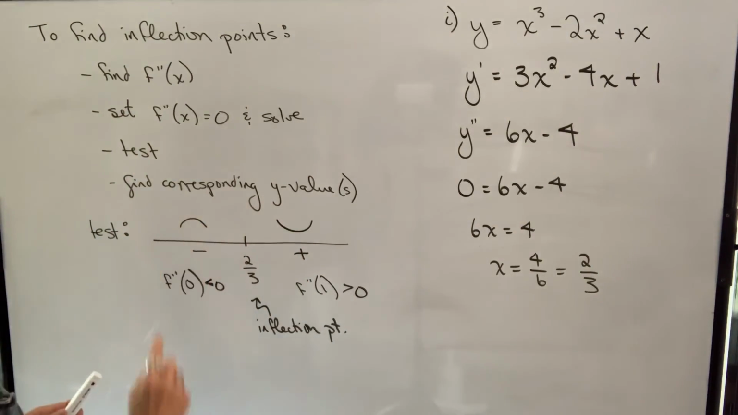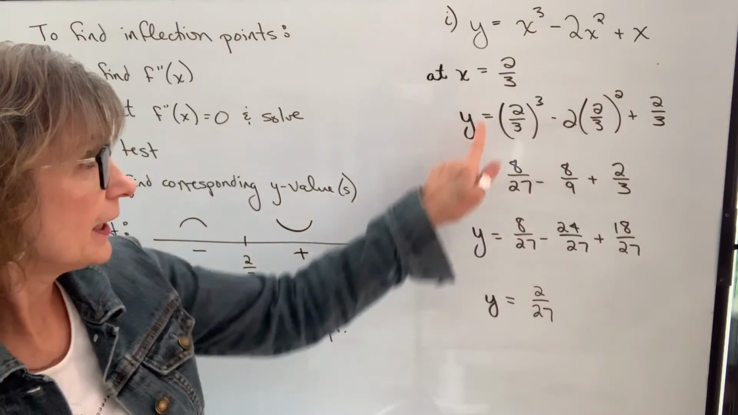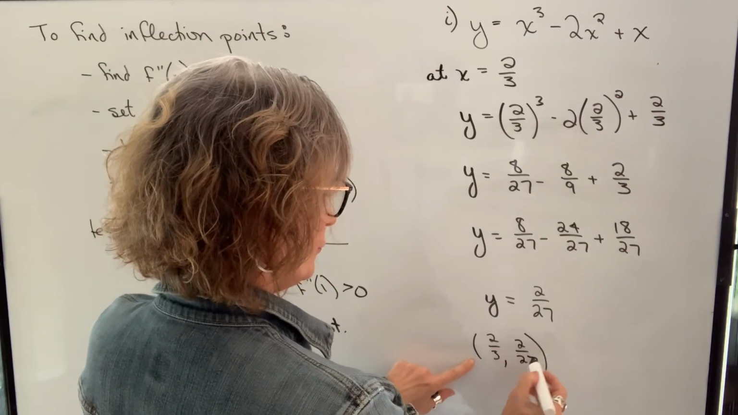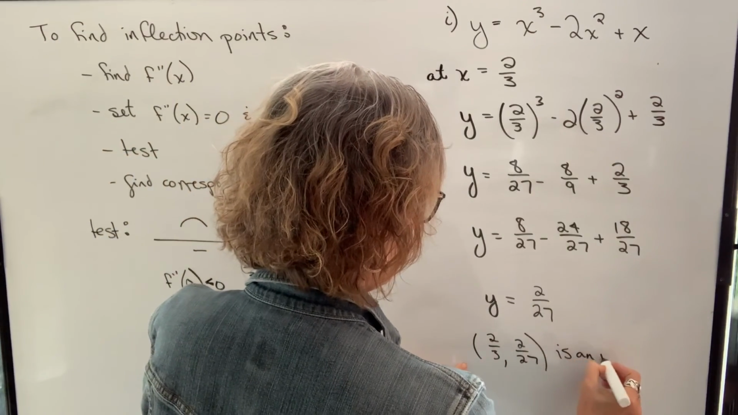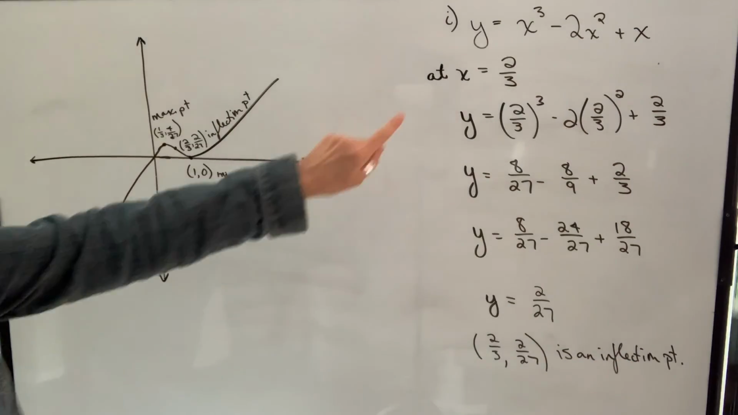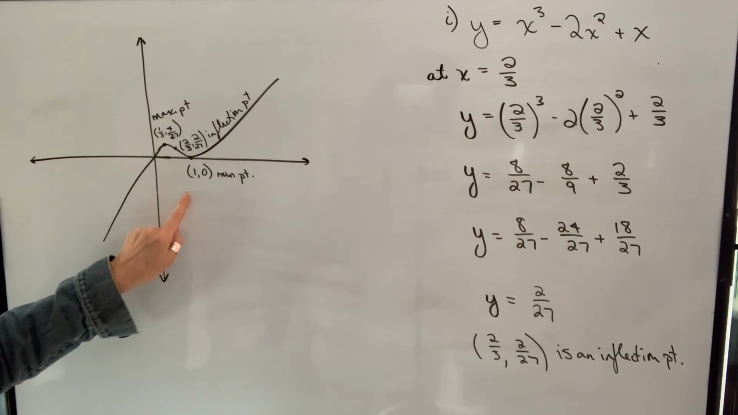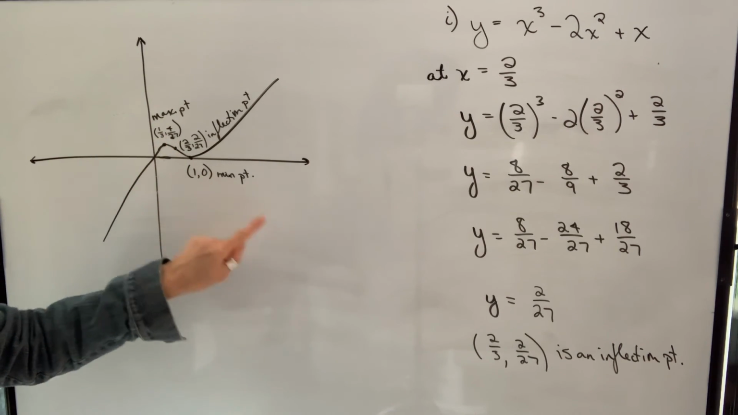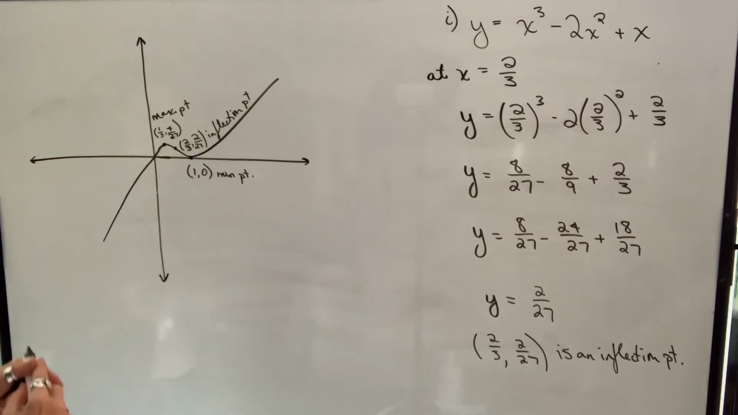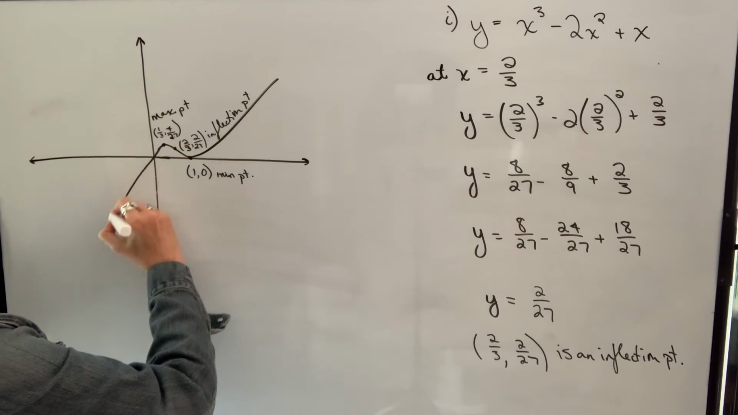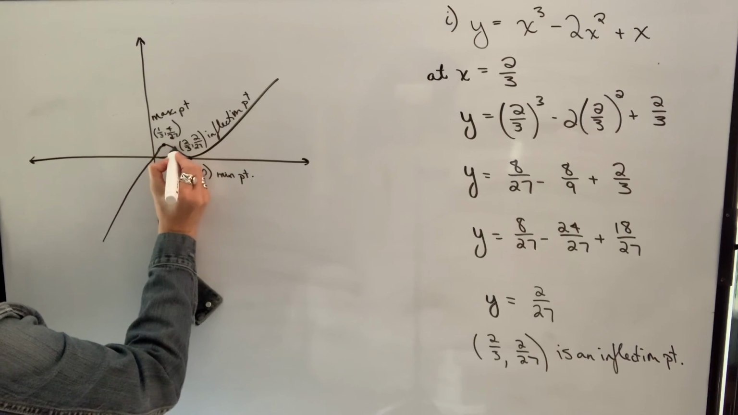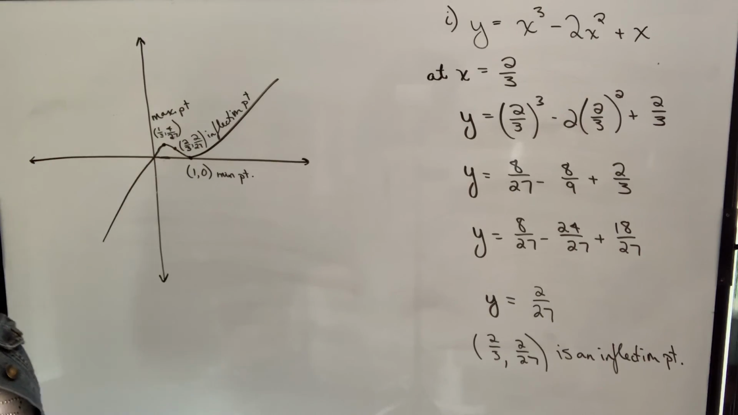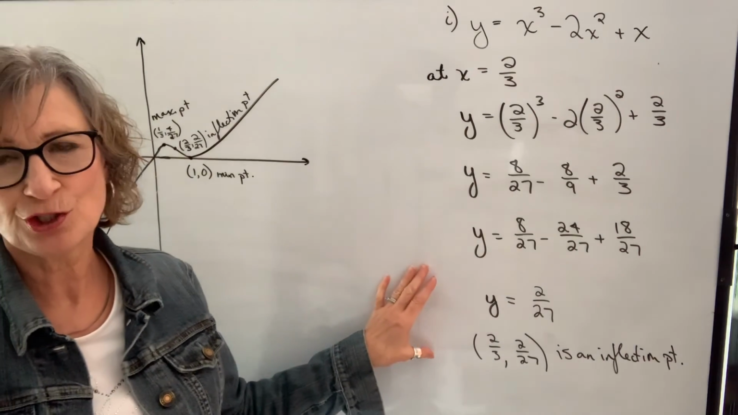Then we find the corresponding y value. The y value at x equals 2/3 will be 2/27. So the point (2/3, 2/27) is an inflection point. So the graph of this function looks like this. In the last video, we found the maximum point and the minimum point. And now we found the inflection point. So we can see that it was concave down until this point, and then it switched to concave up, which our number line test showed us. So that just gives us a little bit more information about the graph.